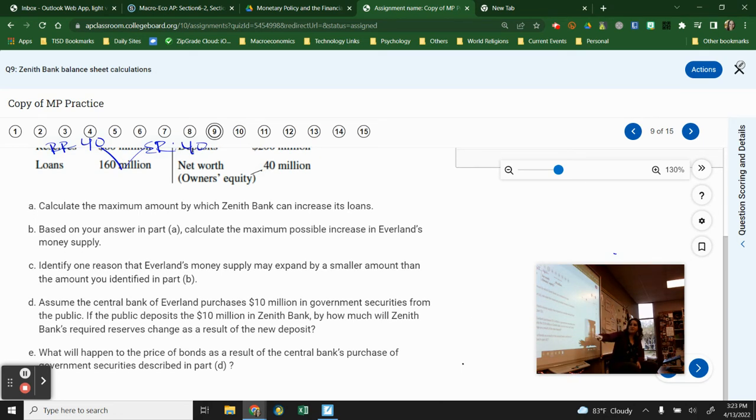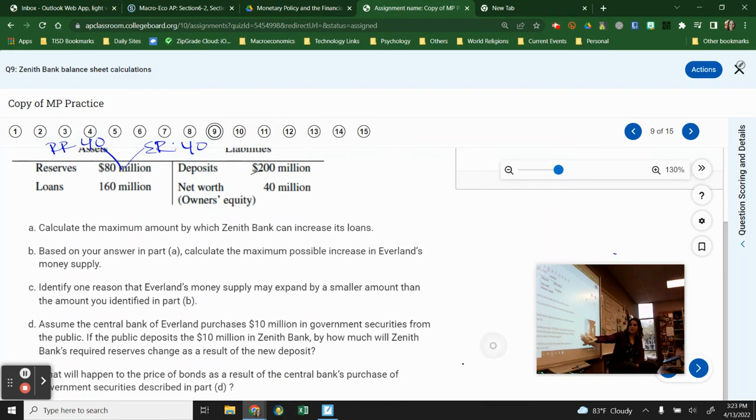On D, it says that the government is purchasing 100 million of bonds from the public, and then the public deposits that 100 million in the bank. How much will Zenith's required reserves change based on the new deposit? They're not saying required reserve ratio, they're just saying required reserves. The ratio is still 20%. Anyone want to tell me what they put? Increased by 4 million. I put 2 million.